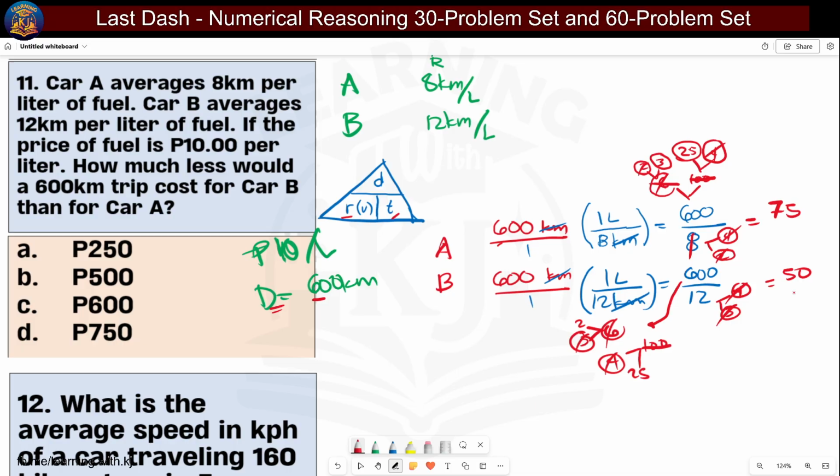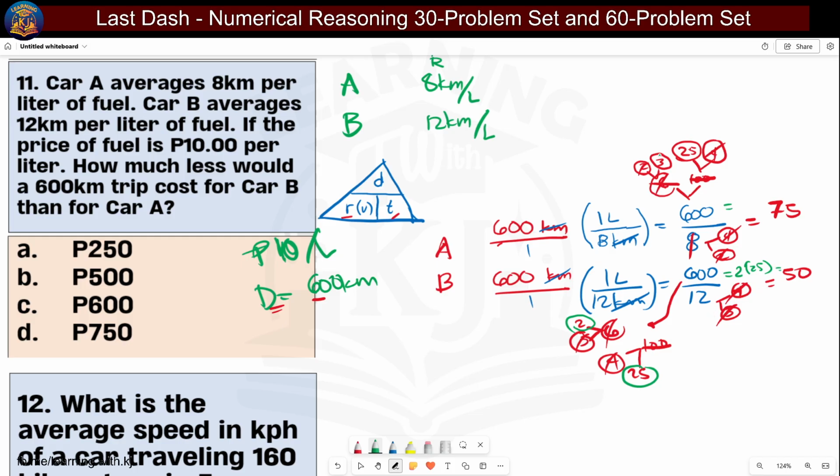Again, bakit 50 yan dyan? Ito wala na sa baba. Bakit 50 and 75 yan dyan? It's because, ito, we have here 2 and 25. This is 2 and 25. Ito na yan siya. Okay? Wala na yung sa baba.